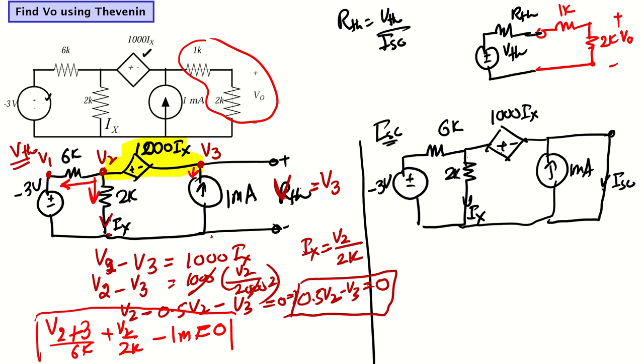If we solve that, the value of V2 comes out to be 3/4, so V2 will be 3/4 volt. And the value of V3, which is our V Thevenin, comes out to be 3/8 volt. So we have our V Thevenin here. We got this thing.